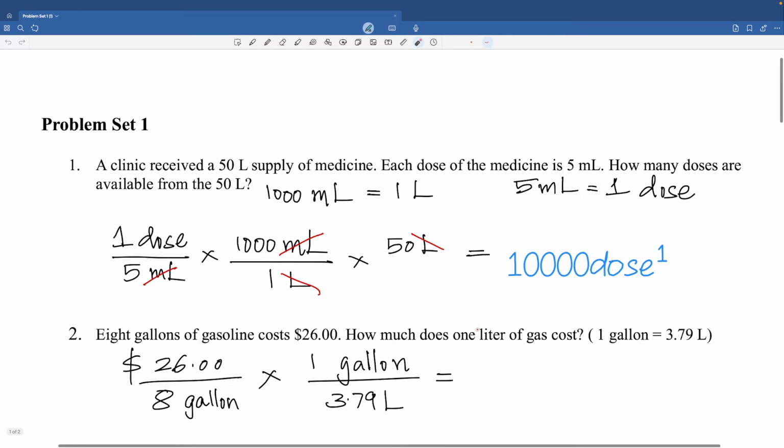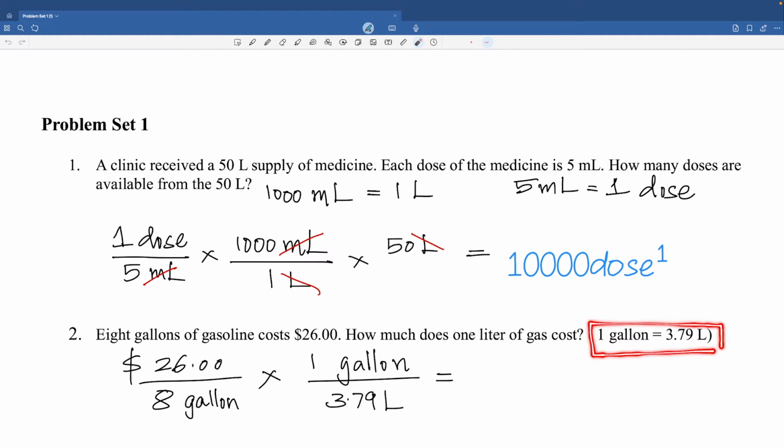Now let's go to number 2. This is much simpler. 8 gallons of gasoline costs $26. How much does 1 liter cost? So you got gallons, which is a unit of volume, and you got liter, which is another unit of volume, and you need to know the conversion which is given here. 1 gallon is 3.79 liters.